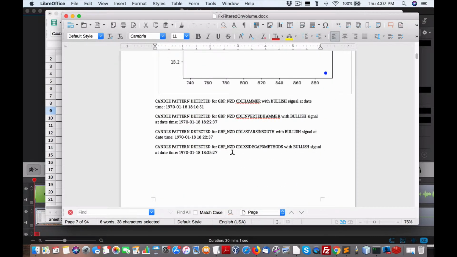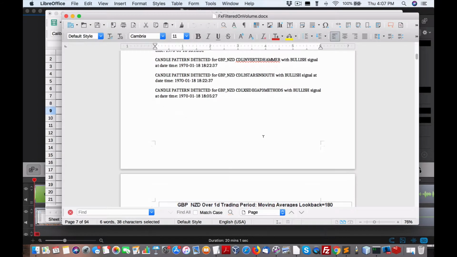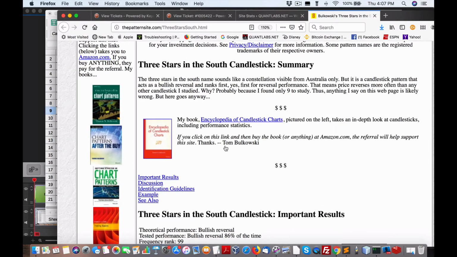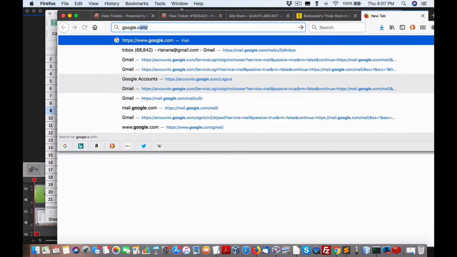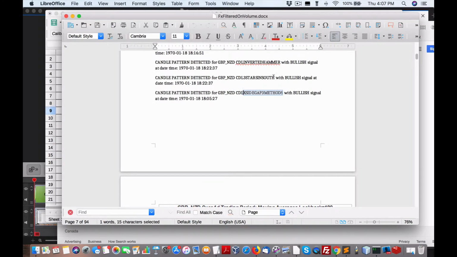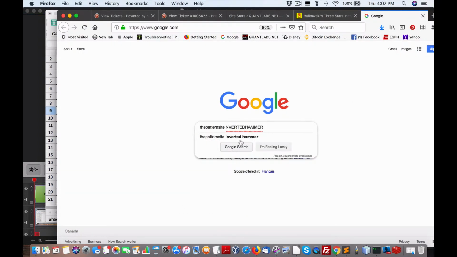Let's see. So we have a bunch of 4 bullish candle patterns. Just as an example, you can look these up using a site called the pattern site. So this is it here. If I just Google the pattern site, I can get the name of that candle. So just as an example, I looked at this 3. Maybe this one, inverted hammer. See what it pulls up.